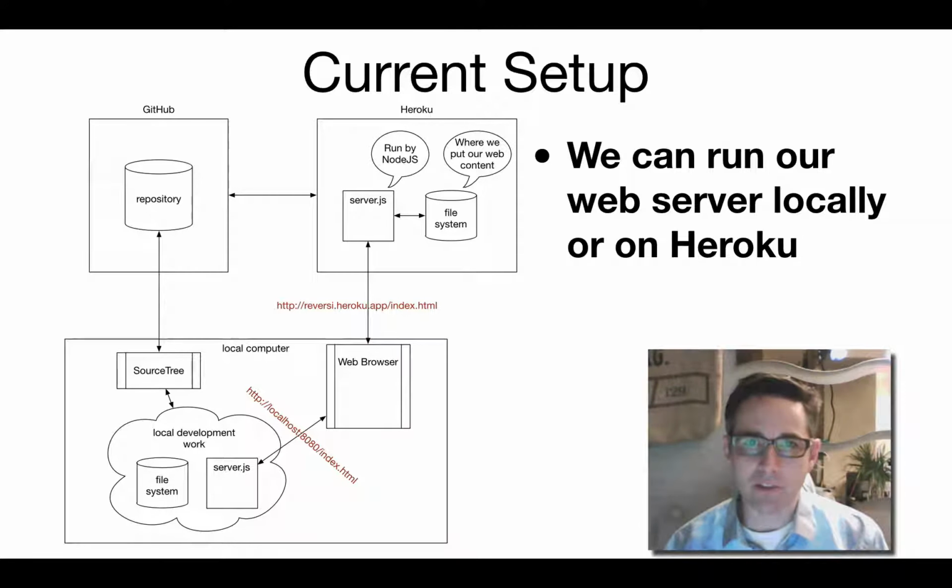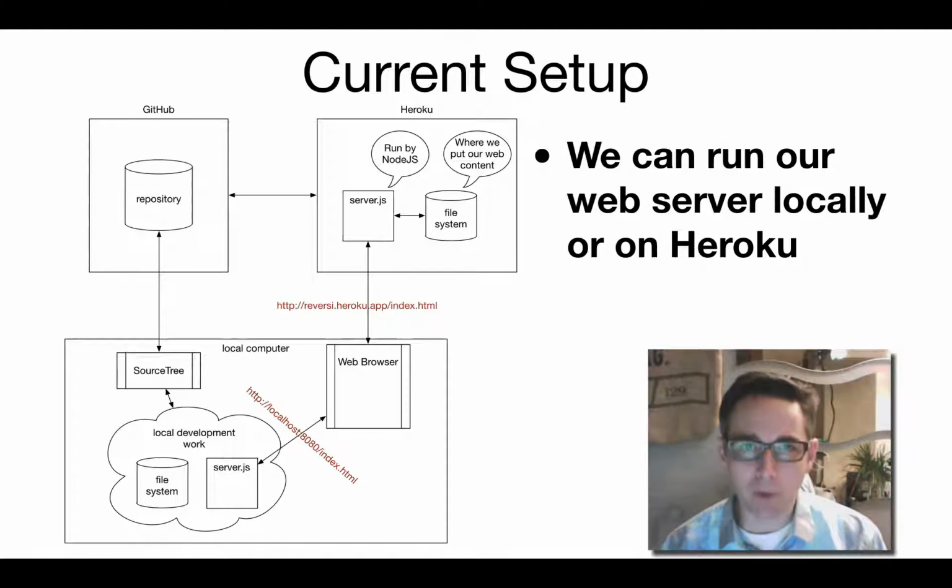If you commit those files to your GitHub repository and sync it using Source Tree, then Heroku will be notified of those changes and will launch the new files on Heroku. And then you can access the same functionality by going to Heroku's URL. All right, so that's our current setup. We know we can run it locally by running it in a terminal, or we can run it remotely by looking at it in Heroku. So we can do either one of those things.